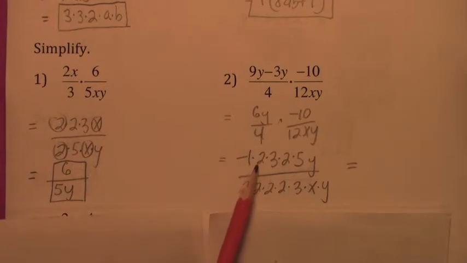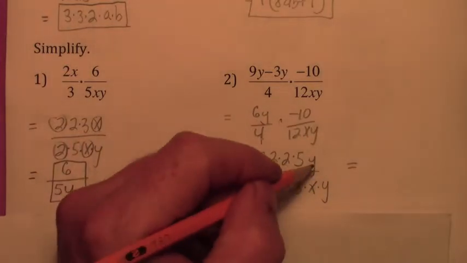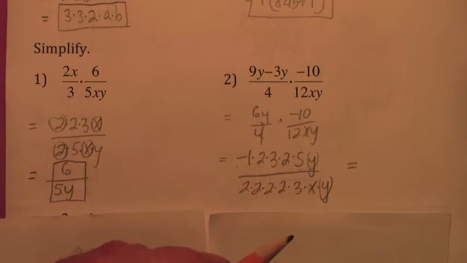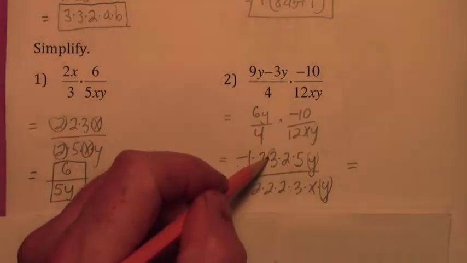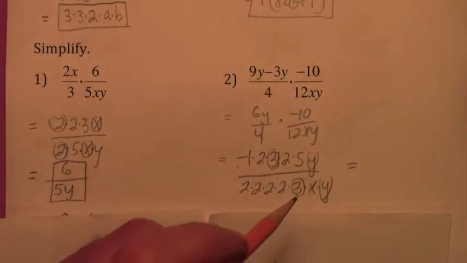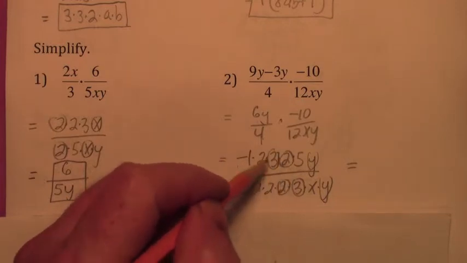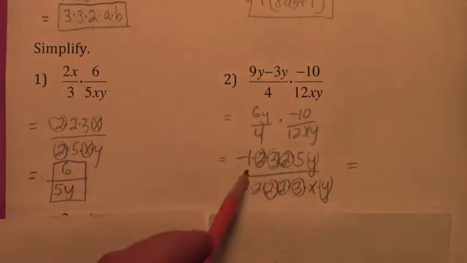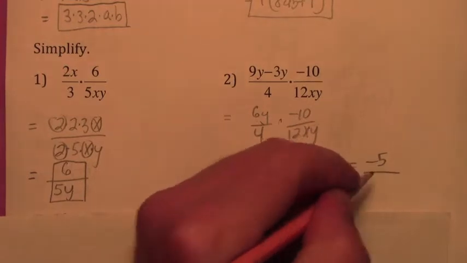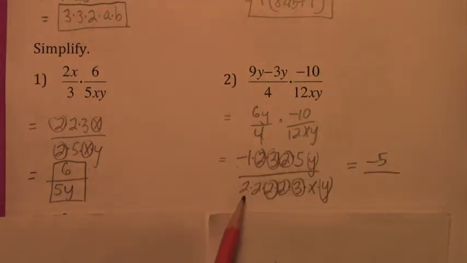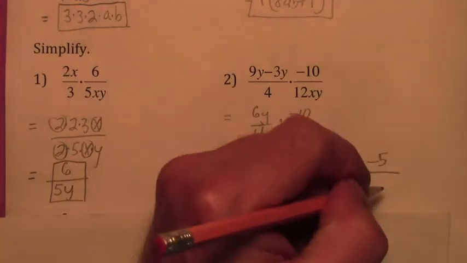Negative 6y is negative 1 times 2 times 3 times y. Times negative 10, negative 1 times 2 times 5. 4 is 2 times 2, and 12 is 2 times 2 times 3 times x times y. Okay, it looks like we factored it right. The y's form a 1. Anything else? Probably a 3. And a couple of 2's. This 2 with this 2. I think that's everything. What's left on top is a negative 5. What's left on the bottom? I think we have a 2 times 2 times x, 4x. That's what I get.